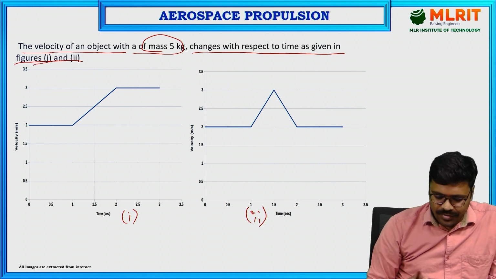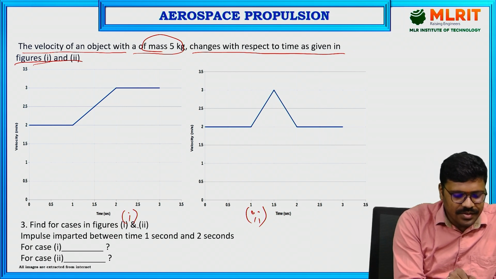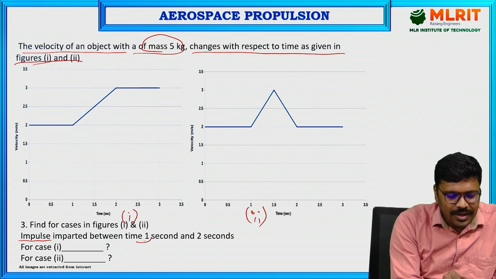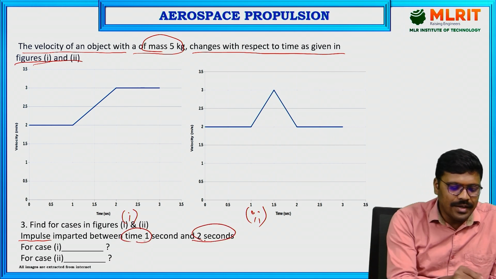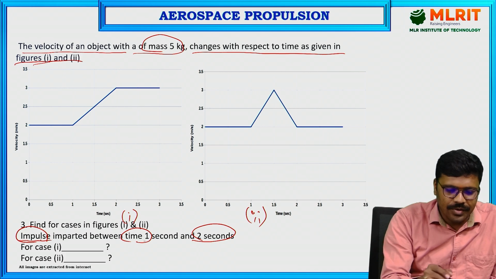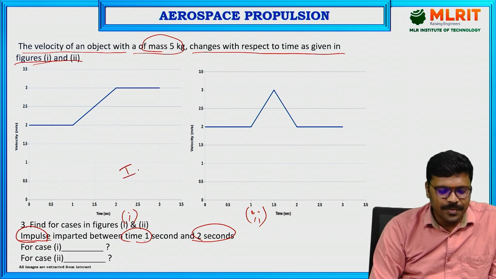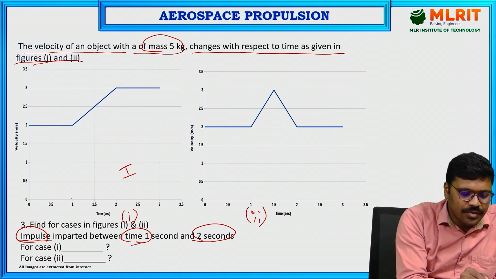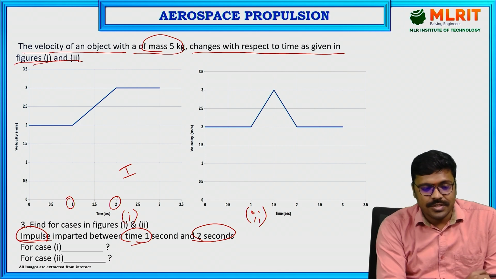Let us see what is being asked. Find, for the cases in figures 1 and 2, the impulse imparted between time 1 to time 2 seconds. So he is asking to calculate impulse, from which point to which point? Time 1 second to time 2 seconds. So this is time 1 second and this is time 2 seconds for both cases.